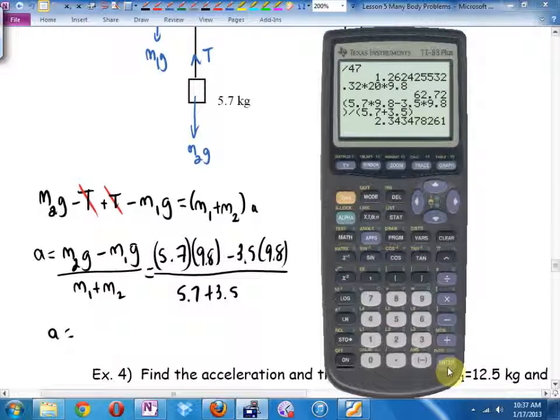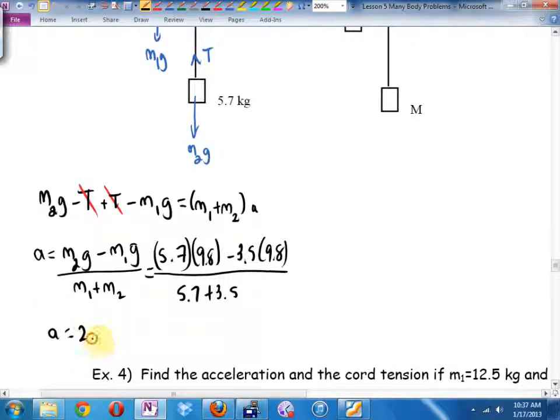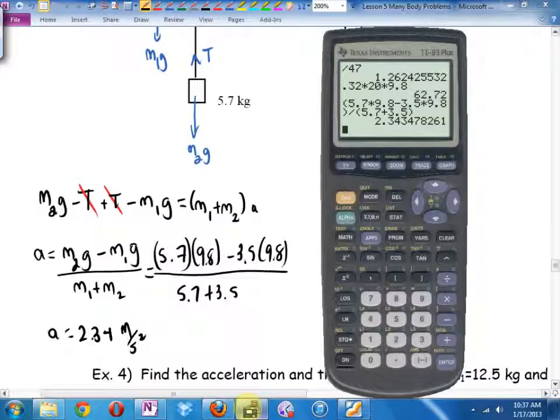I think you get an answer less than 5, bigger than 1, less than 4, bigger than 2, less than 3, between 2 and 3. Yeah? I think you get 2.343478, 2.34. Now, by the way, units. First of all, it's acceleration, meters per second squared. By the way, notice how I write this and how I type this.